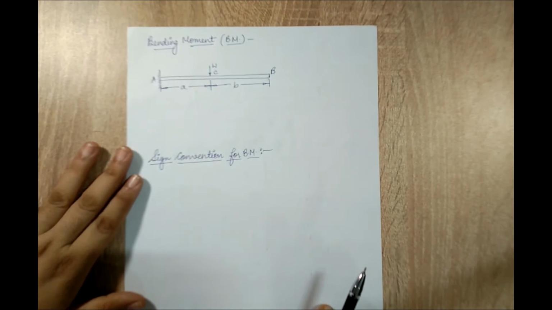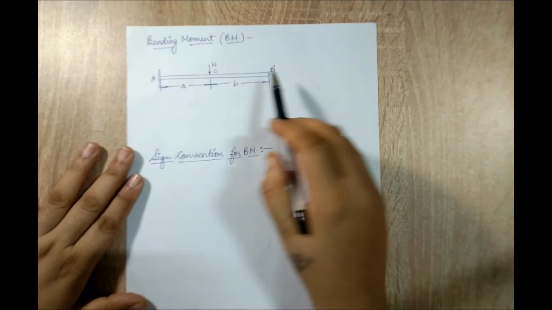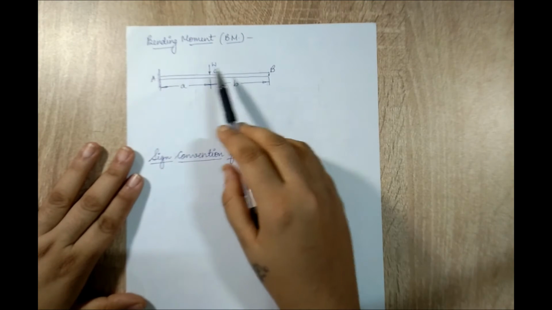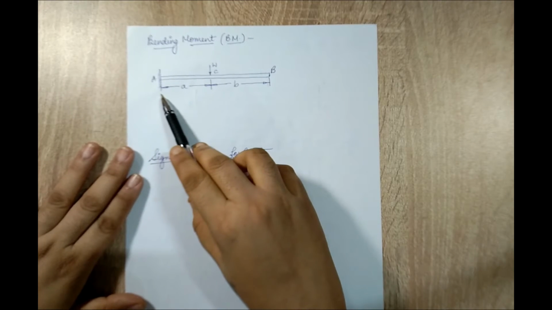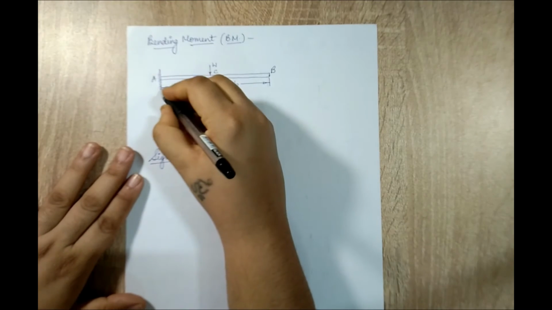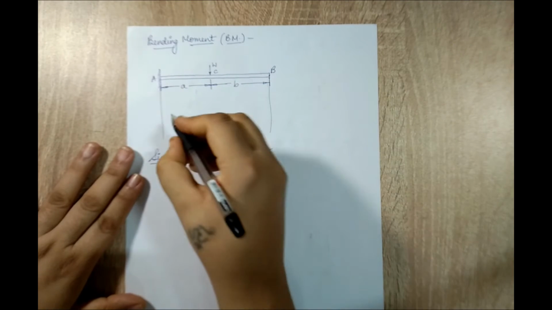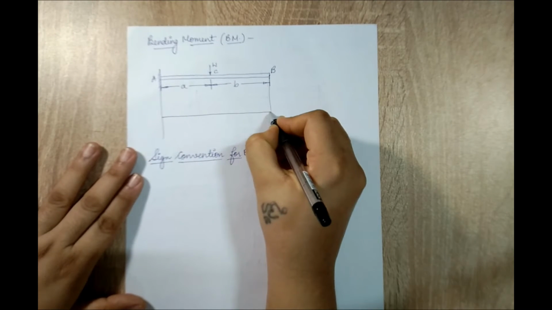Next we will go to the term bending moment. You can see there is a beam AB, one side is fixed, at point C there is a load W. This W is at a distance of a from the end A. So the first thing that I am going to do is draw the FBD. I will draw the beam A to B.